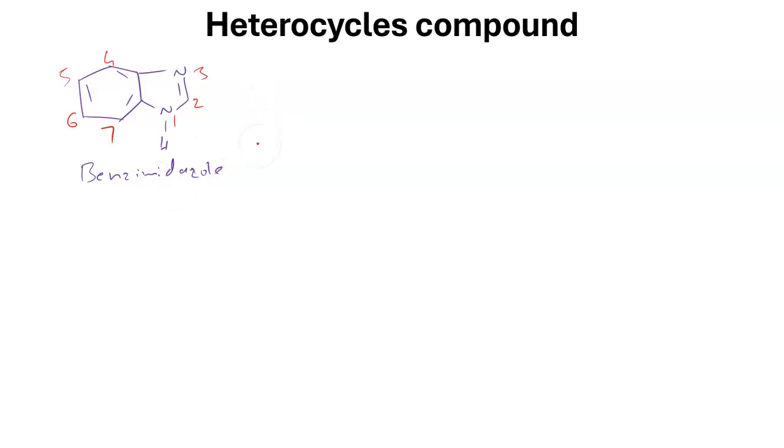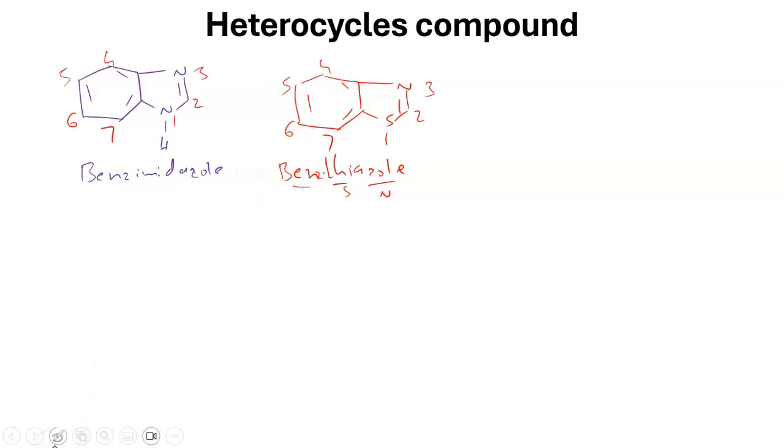Now the next, as an example, the name of the structure is benzthiazole. So thia is sulfur, and azole means a nitrogen-containing 5-member ring, and benz means it is a benzene ring. So we can write it as benzene plus thiazole, a 5-member ring. So the name of this compound is benzthiazole, and numbering will start from the sulfur: 1, 2, 3, 4, 5, 6, 7.